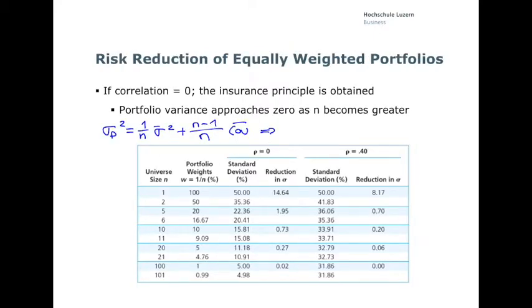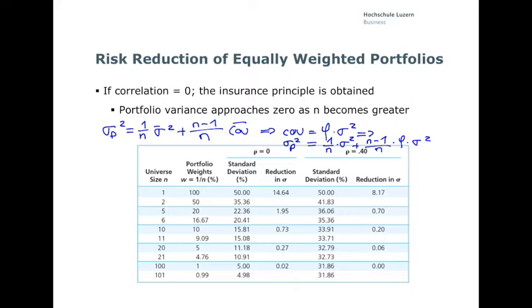Risk reduction of equally weighted portfolios. To see the fundamental relationship between systematic risk and security correlation, suppose for simplicity that all securities have a common standard deviation and all security pairs have a common correlation. Then, the covariance between any pair of securities is the correlation times the variance. Our previous formula becomes, by replacing the covariance with the correlation times the variance, the following equation.